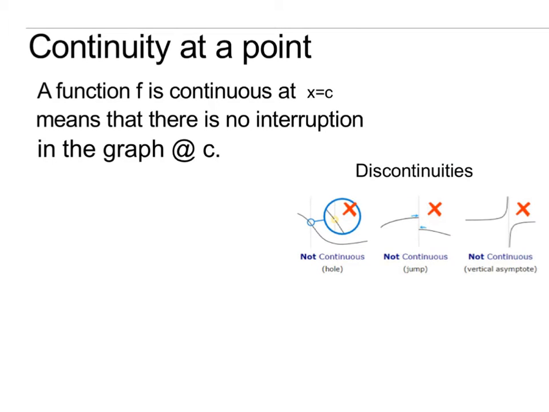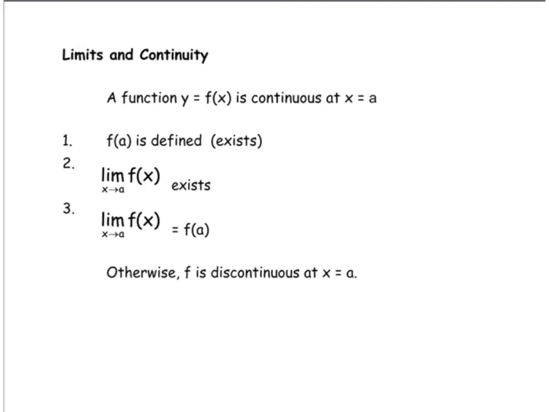So this illustrates what we said on the previous screen. It says that if a function f is continuous at x equals c, at a point, it means that there is no interruption in the graph at c. And so you can see down here that you have a hole situation, right? So this is not continuous. A jump, and then a vertical asymptote. So this is the concept of continuity at a point.